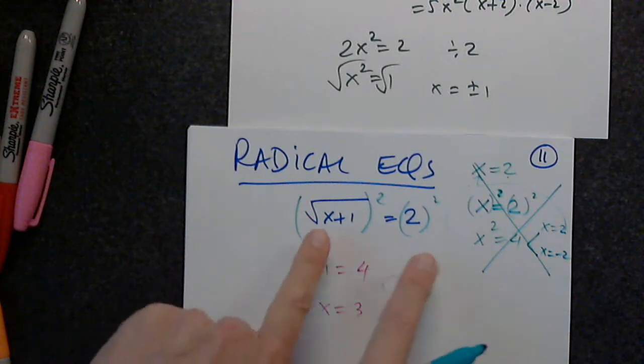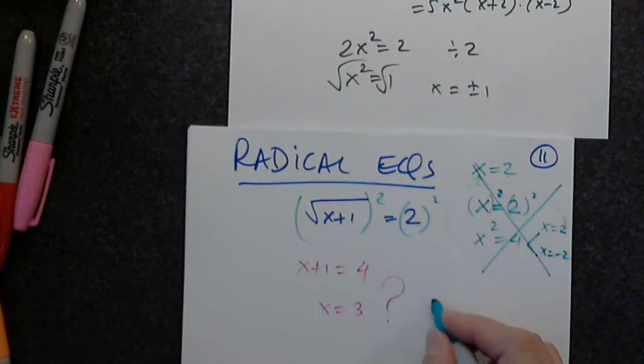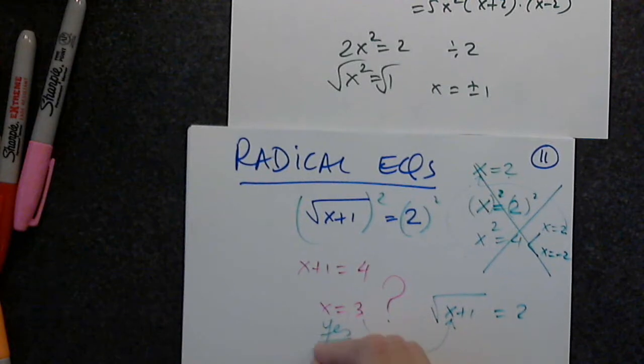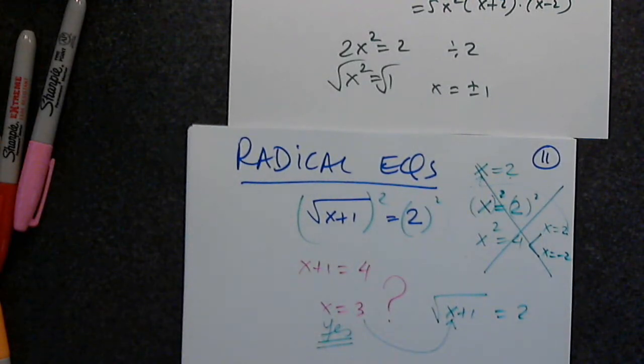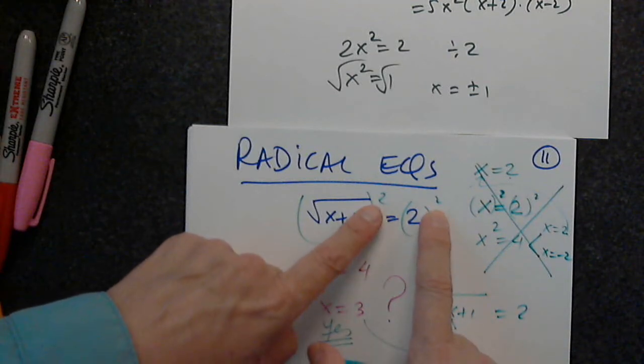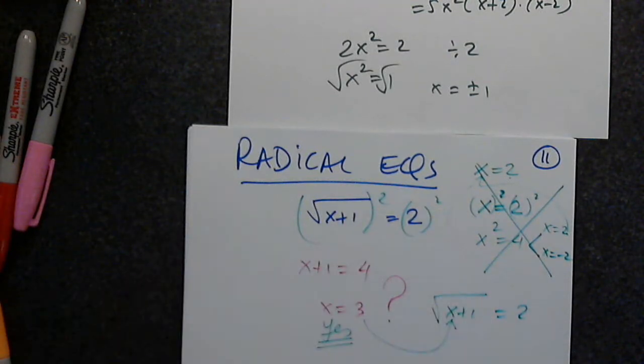So I go back. This is not the original problem. This is the original problem. I plug in 3. 3 plus 1 is 4. The square root of 4 is 2. And after that, I will say yes. It works. Why did I have to go back and check? Because I used a method or a principle that is not 100%.